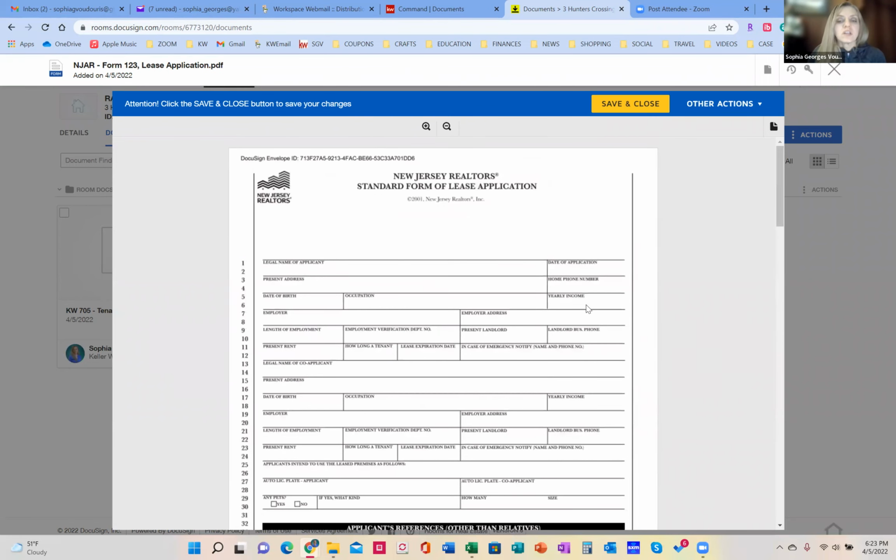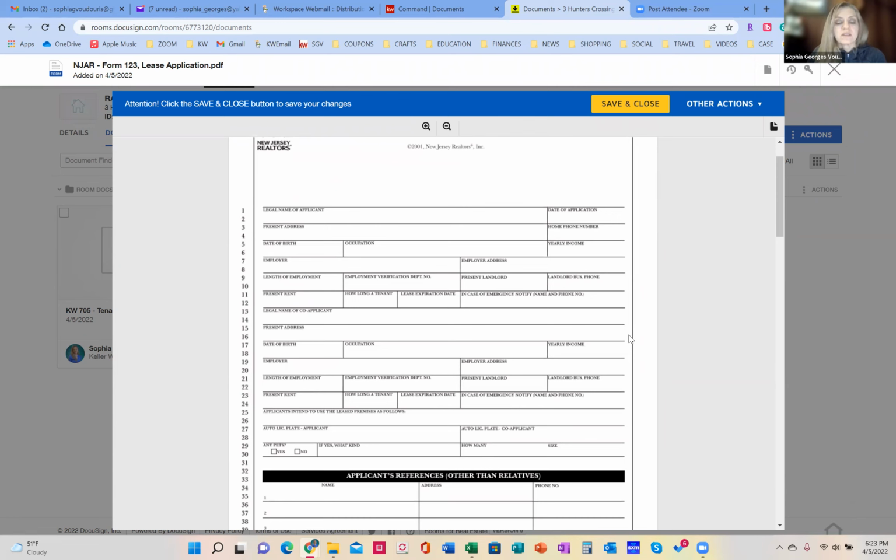So they have references on here, their income, like I said, their current landlord, their occupation. And then you attach pay stubs and a credit report, and that way you present this to the landlord. The landlord has a pretty good idea if it's going to be somebody who is going to be a good tenant or not, right? And as the real estate agent, I would call the references and report back to the landlord what I found. So that's your application. Are you okay with that? Yes. Okay. All right.